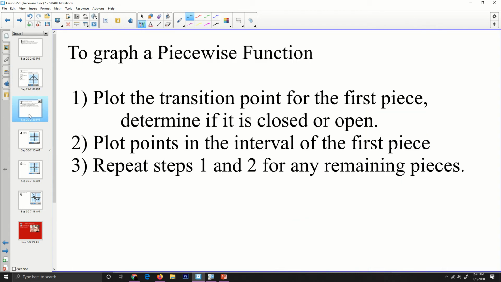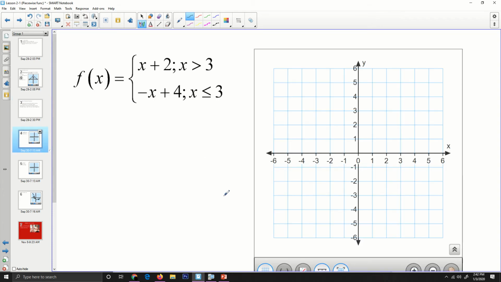All right, so to graph a piecewise function, we're going to plot the transition point for the first piece and determine if it's open or closed. And then we're going to plot some points in the interval of the first piece, and then we're going to repeat steps 1 and 2 for any remaining pieces. So let's talk a simple example here. Here is a piecewise function, and it is defined with two pieces. So we have one piece right here, and we have another piece right there.